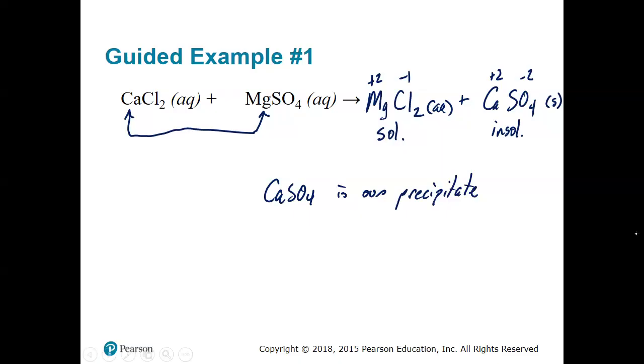All that's left to do, since we have a chemical reaction, is to make sure that it's balanced. This is a prime example of one that you can do by inspection, just because you can look through it, since there aren't a whole lot of subscripts here. I see I have 1 calcium and 1 calcium. I've got 2 chlorines and 2 chlorines. I've got 1 magnesium and 1 magnesium. I've got 1 sulfate and 1 sulfate. I need to do nothing further. It's already balanced as is.